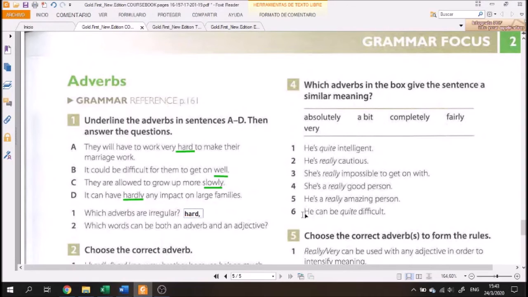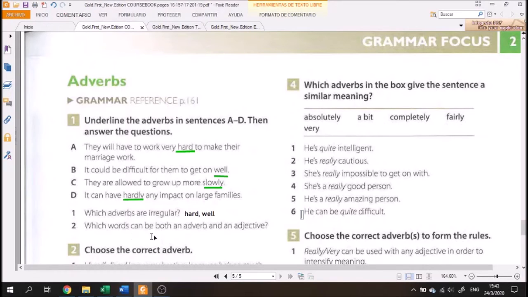Hard and well are the two adverbs that are irregular. We know that because hardly and slowly do have the suffix that adverbs usually have. Hard and well do not have that suffix. We have been discussing suffixes today. They do not have the typical adverb suffix, so we can say that they don't follow the rule, so they are irregular.